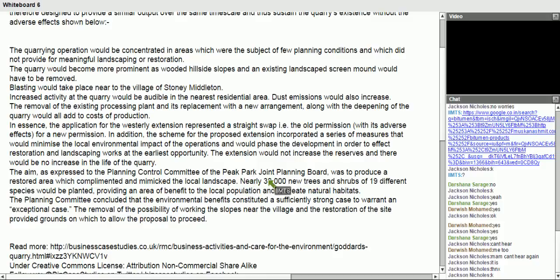Nearly 30,000 new trees and shrubs of different species would be planted, providing an area of benefit to the local population and creating natural habitats. So once they are done with it, they just try to plant more and more trees in the particular area.